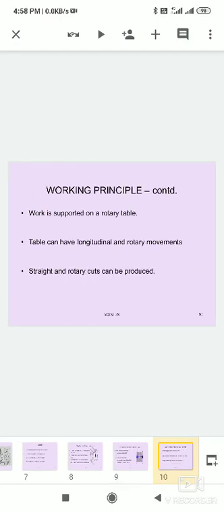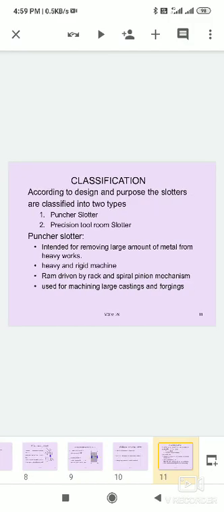Work is supported on a rotary table. The table can have longitudinal and rotary movements. Straight and rotary cuts can be produced. Classification of slotting machines: according to design and purpose, slotters are classified into two types: punch slotter and precision or tool room slotter.